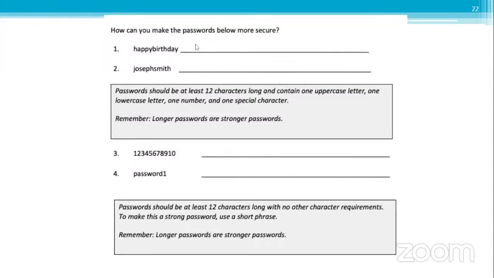How can we make this password stronger? Type your answers in the chat box.